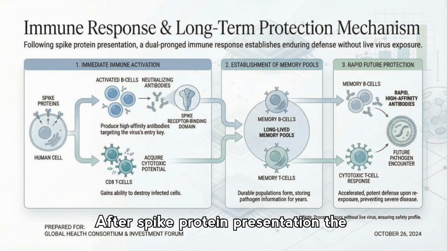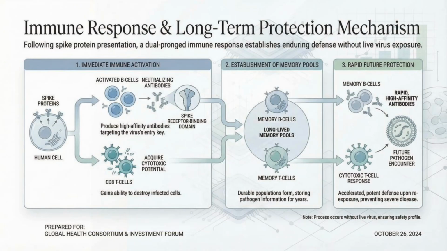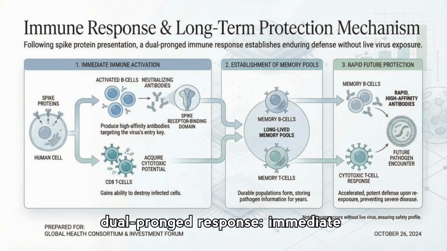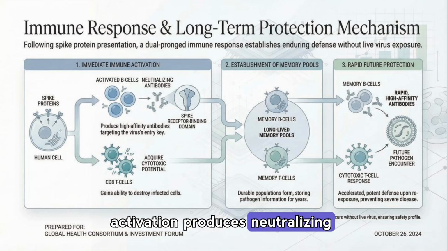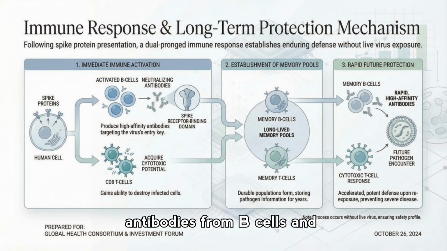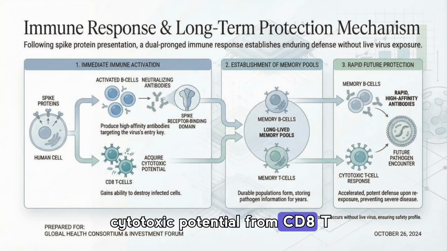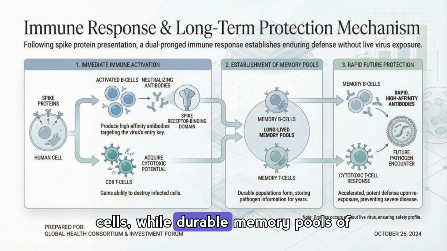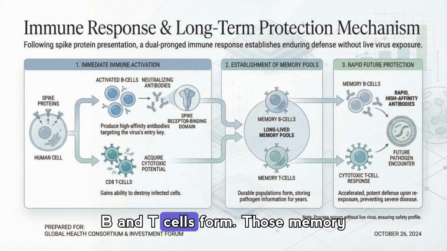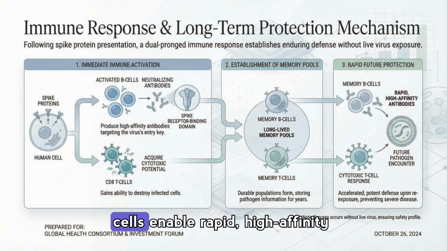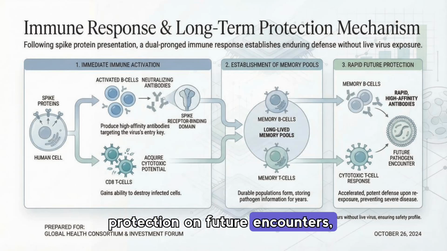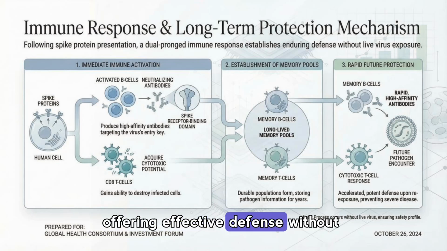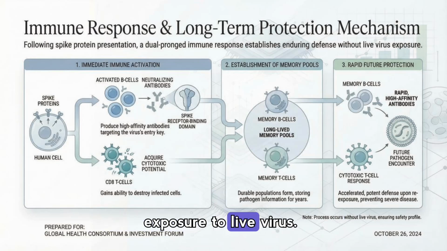After spike protein presentation, the immune system mounts a dual-pronged response. Immediate activation produces neutralizing antibodies from B cells and cytotoxic potential from CD8 T cells, while durable memory pools of B and T cells form. Those memory cells enable rapid, high-affinity protection on future encounters, offering effective defense without exposure to live virus.